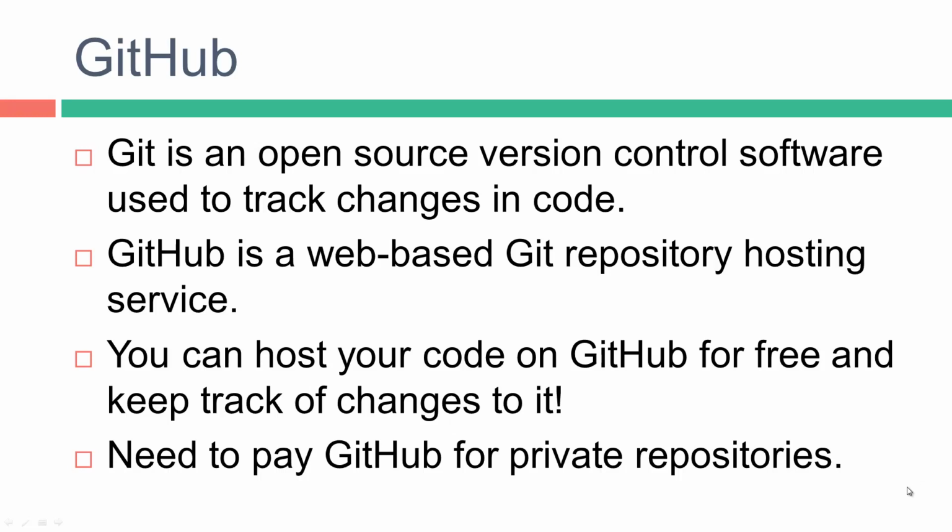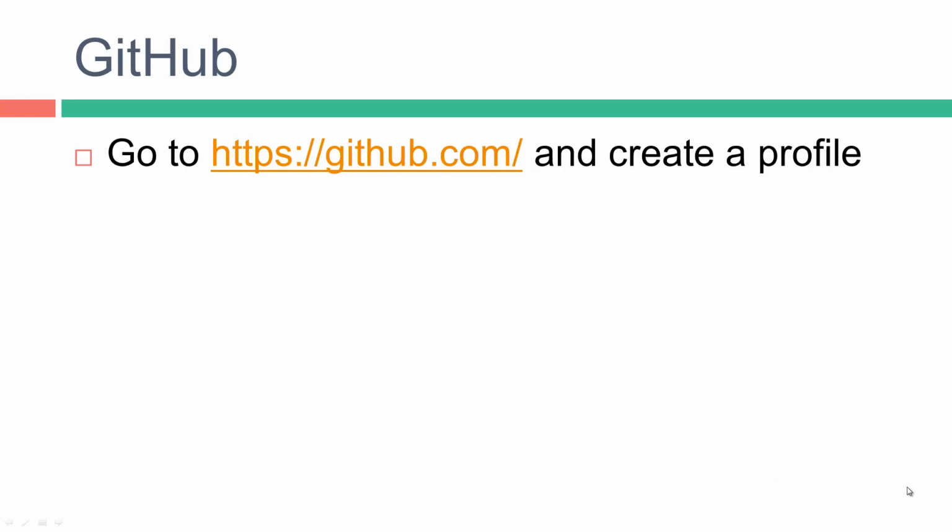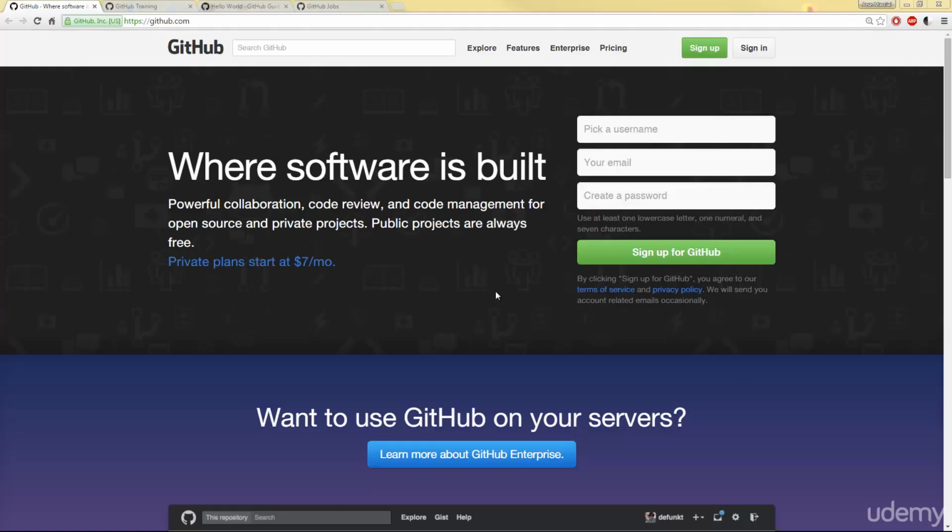Alright, so moving along, if you don't have a GitHub profile yet, your next step is to go to github.com and create a profile. Let's go ahead and jump to github.com so we can see what it looks like real quick. So it should take you here to github.com. You pick a username, put your email, create a password, and sign up for GitHub.